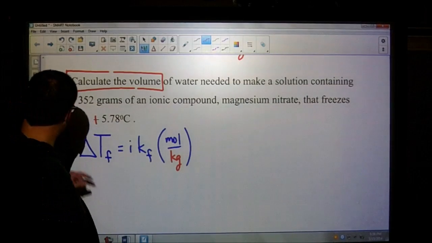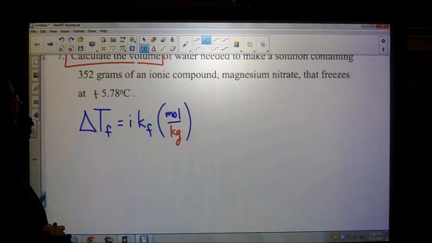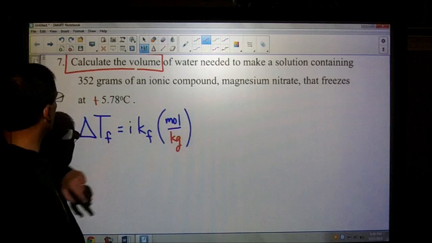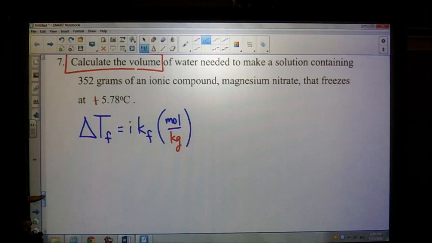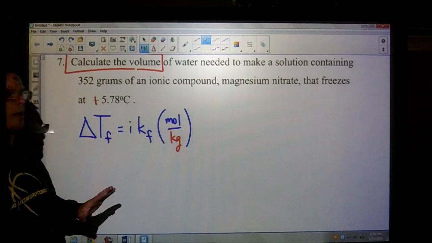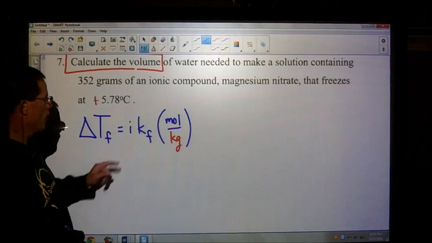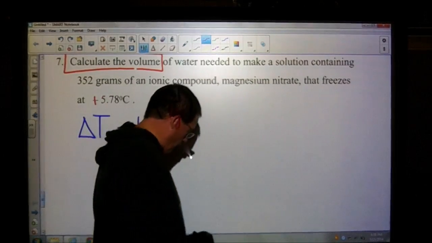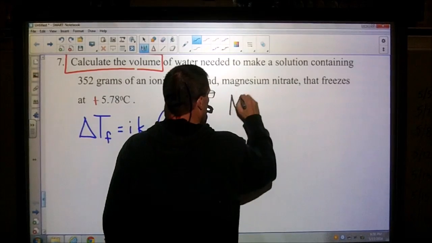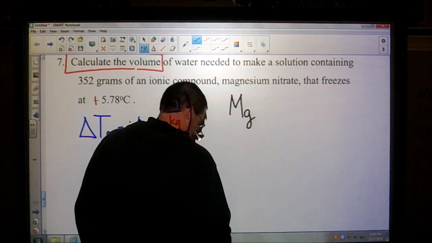Let's work it out. First of all, let's go ahead and find out how many moles we actually have of the magnesium nitrate. Or, better yet, let's find out the Van't Hoff factor, the I. So magnesium nitrate, magnesium, Mg, with a +2 charge.